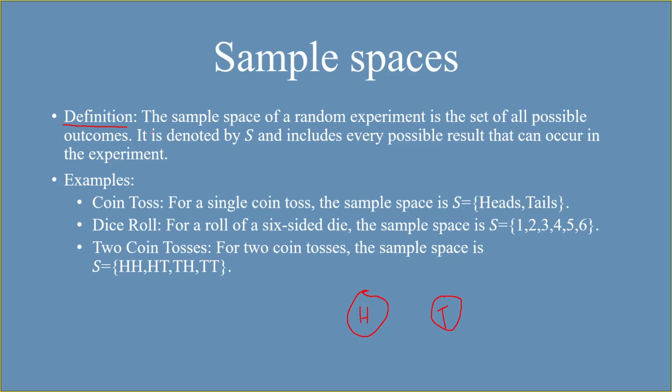So again, when we are doing a coin toss twice, we will get 4 values. We will get head and head, we can get head and tail, we can get tail and head, and we can get tail and tail.